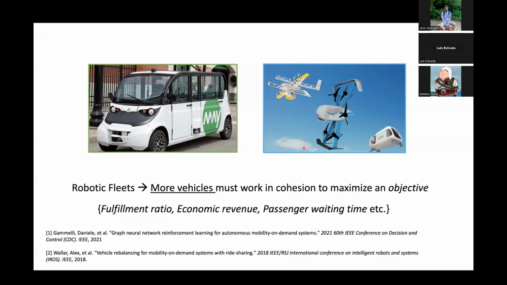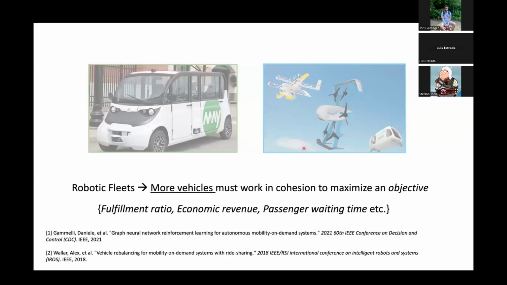So now we have these really fancy drones and autonomous taxis. I think the next immediate question that we want to ask is, these vehicles are not going to operate in isolation. They have to coordinate their actions and their trajectories with all the other vehicles in the same region to serve a fleet's objective. For example, we can have objectives like fulfillment ratios, that is how many requests I have completed in this region, and then economic revenue, because there's no point in fulfilling all the requests without earning money. Then also minimizing the passenger waiting time in the city, and things like that.